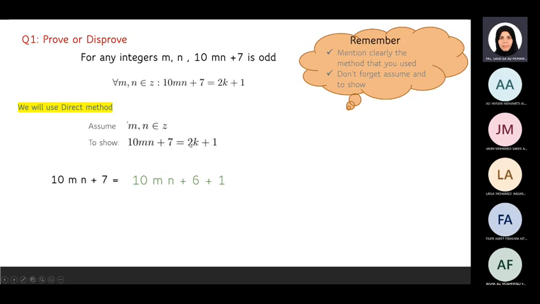What I need here is 2k. Look over this subterm, 10mn plus 6. This is an even term because I can take 2 as a common factor between 6 and 10. So easily I will take 2 as a common factor. What I get here is 5mn plus 3. Now this can be written in the form 2k plus 1, 2w plus 1, whatever.